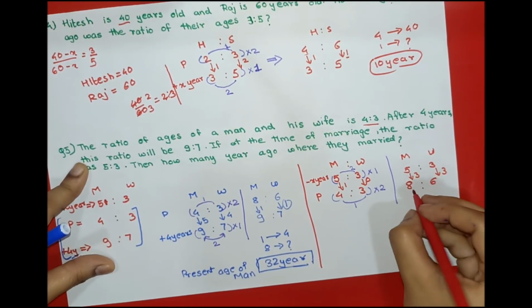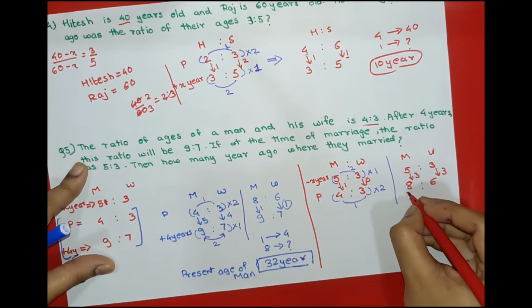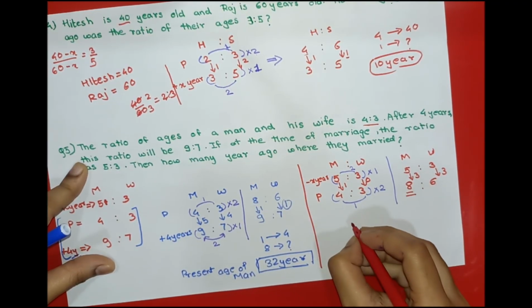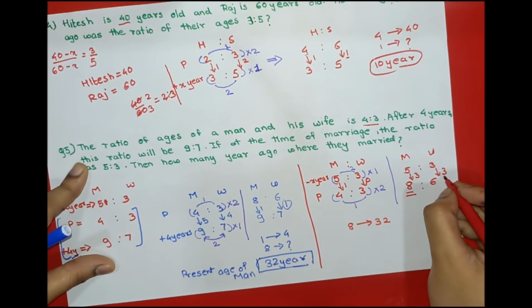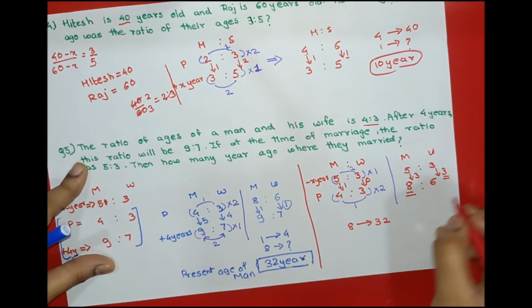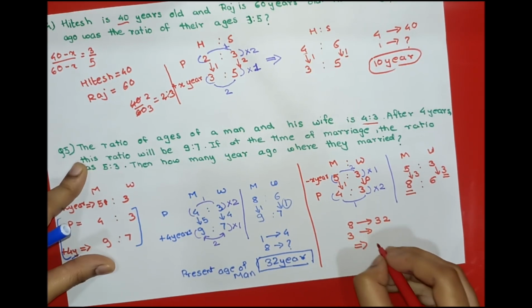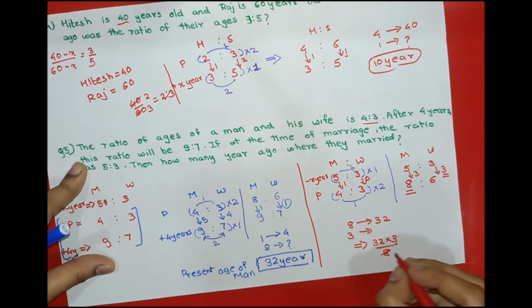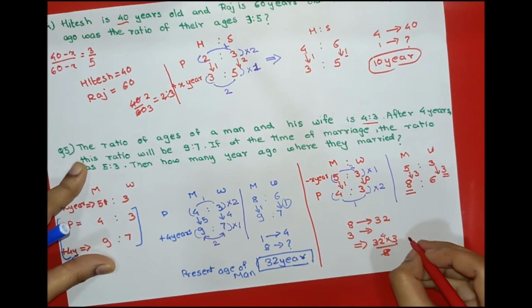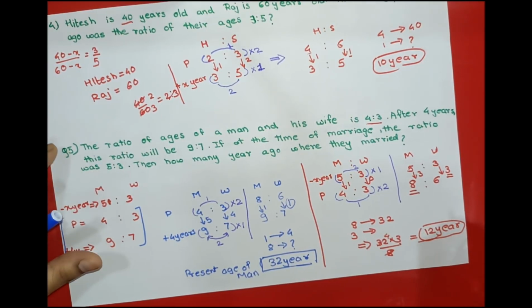Now we just found out the man's present age, which is 32, but in the ratio it is 8. So when in the ratio the value is 8, its actual value is 32. So what is the actual value of this difference, 3? If we solve it, we get 32 into 3 by 8, which is 4 into 3, and it becomes 12 years. So they were married 12 years ago.